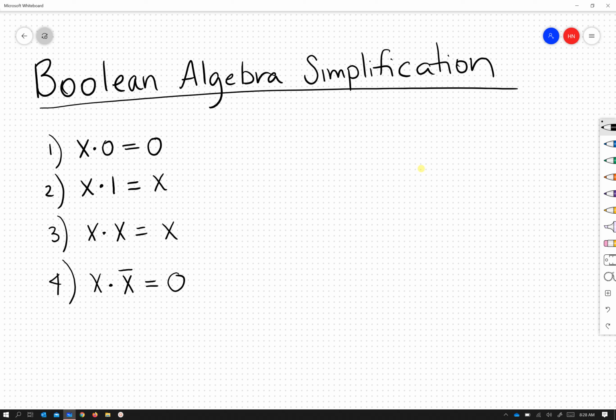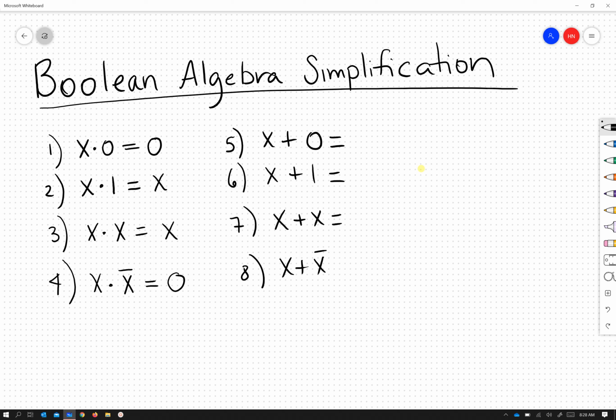Let's do now the same thing, but with OR. I'll write it over here on the right. Let's call that rule number 5. We're going to have X or 0. Number 6 is going to be X or 1. Number 7, X or X. And number 8, X or not X. So now we've got to think about an OR gate.